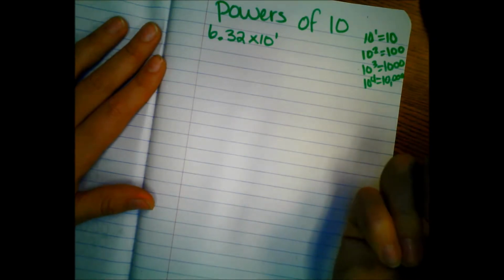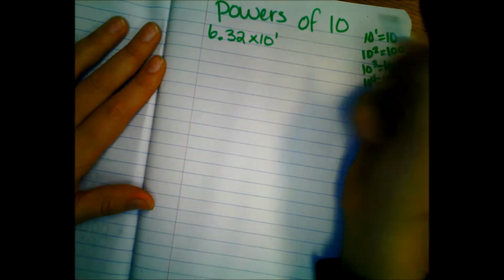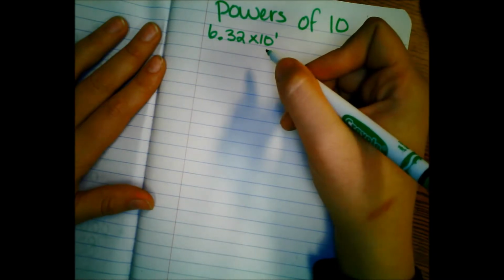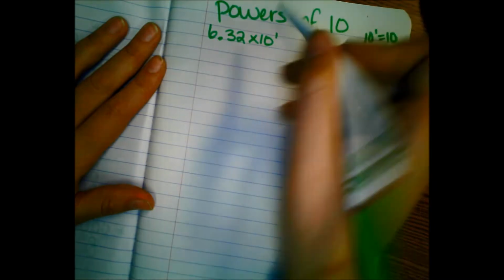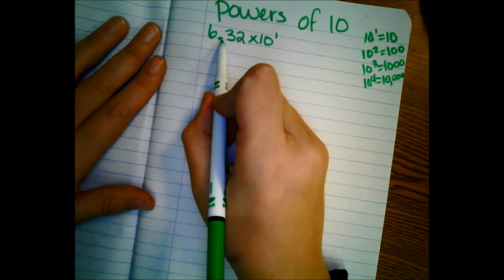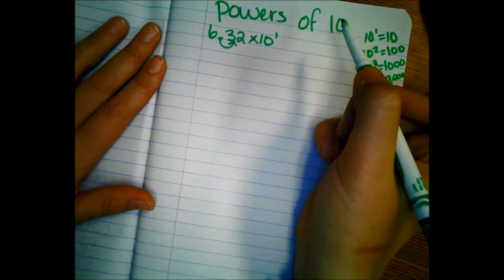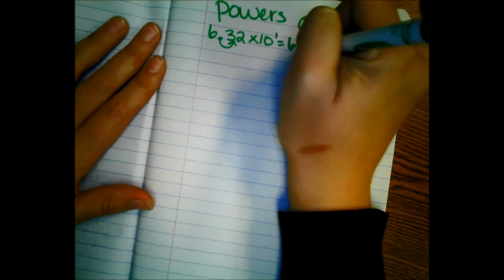Okay, so remember that when we're multiplying by powers of 10, all we have to do is move the decimal over however many zeros are in that number. So 10 to the power of 1, there's 1 zero. So I'm going to move my decimal to the right one time. So 6.32 times 10 to the first equals 63 and 2/10.